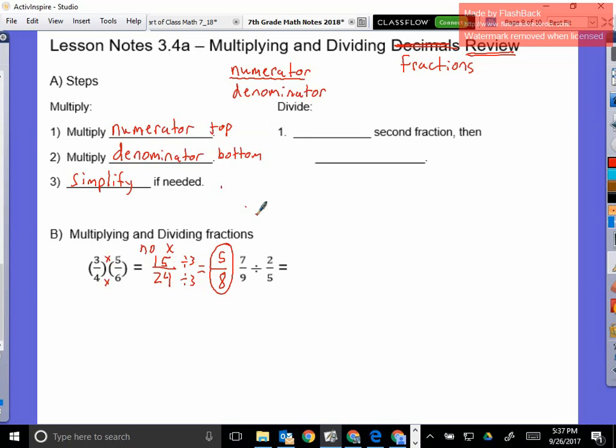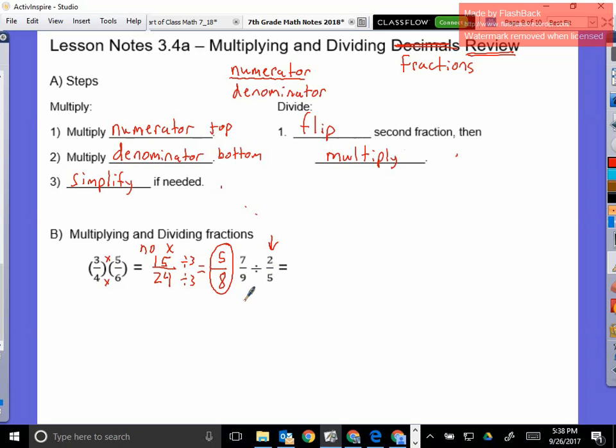Here we have a division problem with fractions. Before we get into that, let's talk about the steps for dividing. We're going to do the same thing as multiplying, but we have to do one little thing first. You guys might remember this: you have to flip that second fraction, then you can multiply. We have to flip the second one, and then we can multiply our fractions. Looking at this, there is our second one. That's the one that's going to flip.